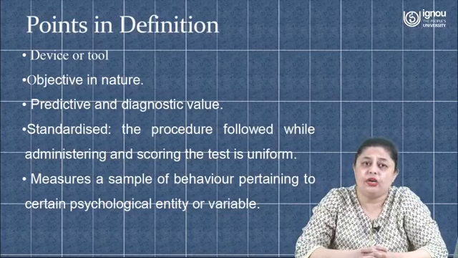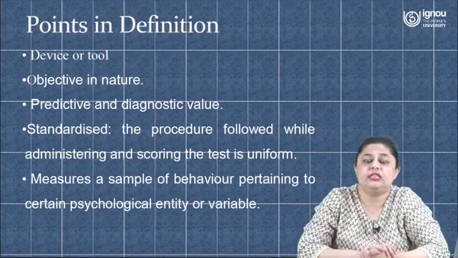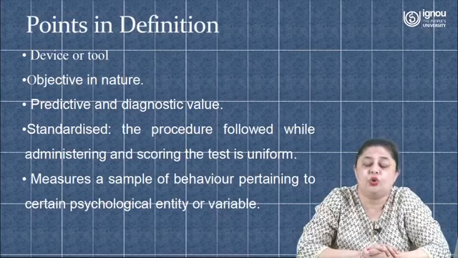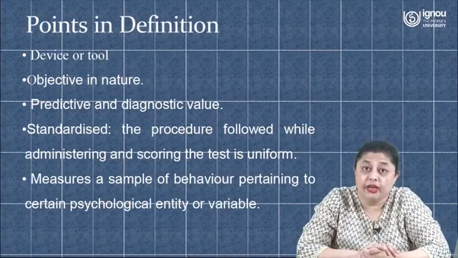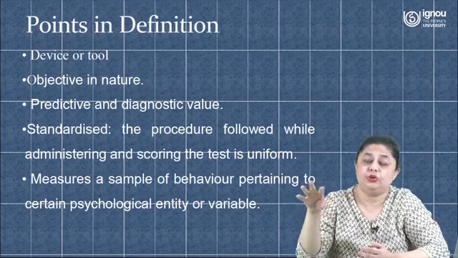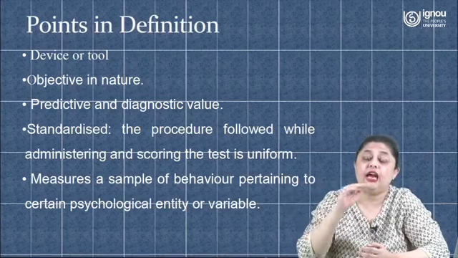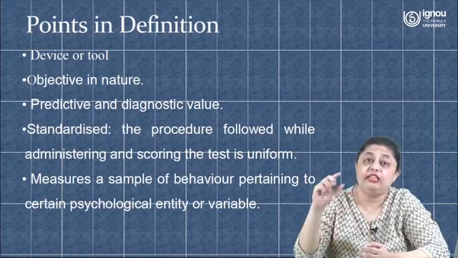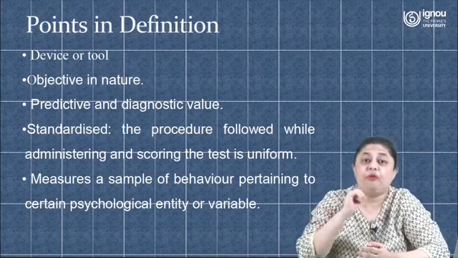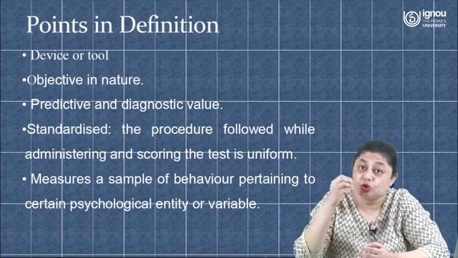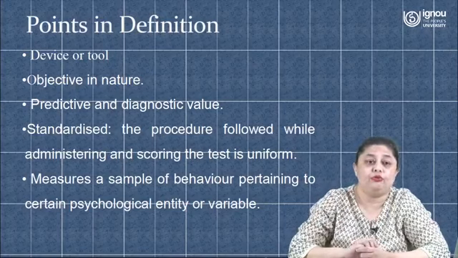It is standardized. Now, what is the meaning of standardized? We kept on repeating this in the definition. Standardization means that the procedure followed while administering and scoring the test is the same or uniform. Whenever you administer a particular test, suppose it's an adjustment inventory, Bell's adjustment inventory, to any of your participants, it has to be done in a uniform manner. Normally the instructions and how to go about it are given in the manual of that particular test. So it is important that you go through the manual and follow that standardization process. The way you administer it and the way you score it also has to be uniform.